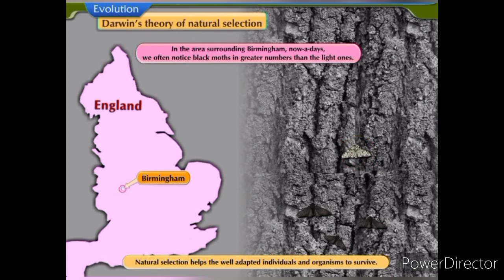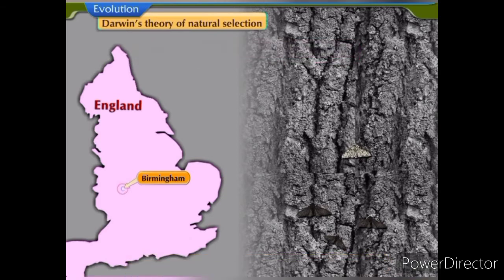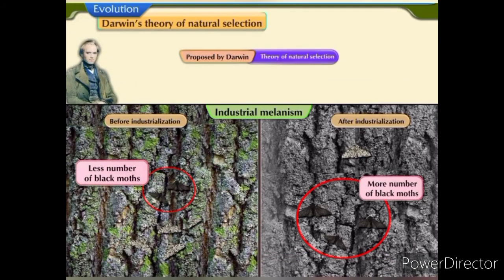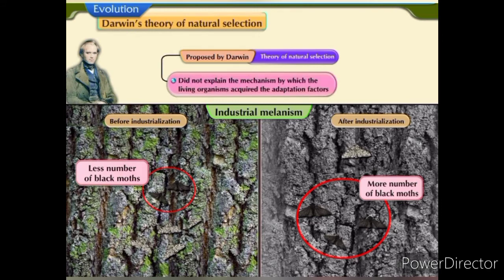Thus, natural selection helps the well-adapted individuals and organisms to survive. The theory proposed by Darwin helped to explain the developmental process of living organisms. The theory of natural selection, however, did not explain the mechanism by which the living organisms acquired the adaptation factors.